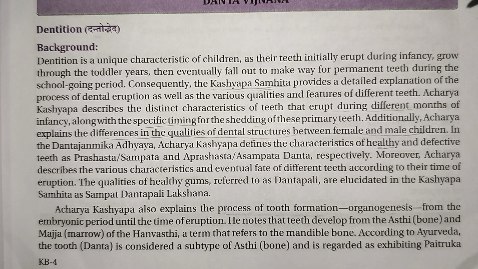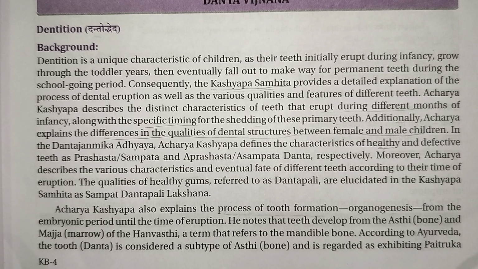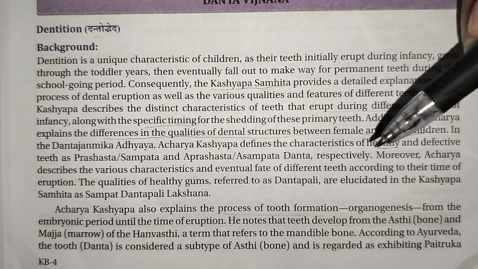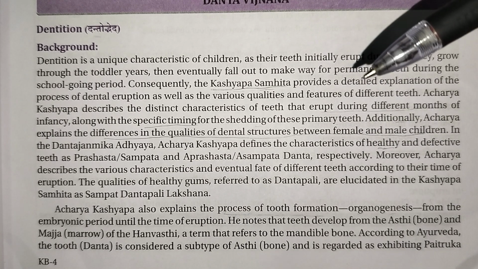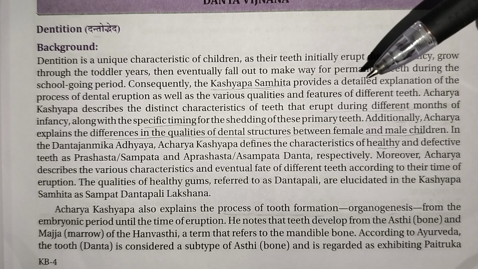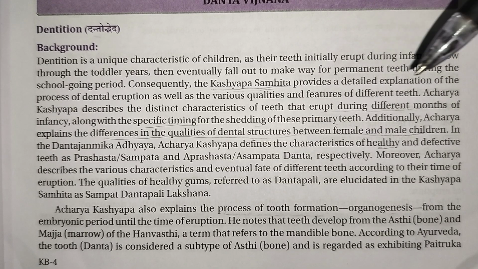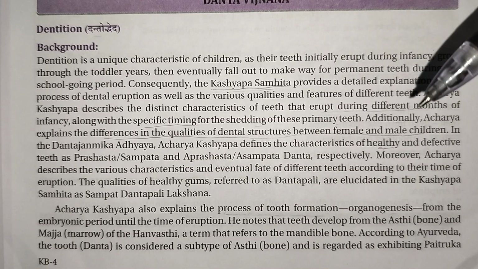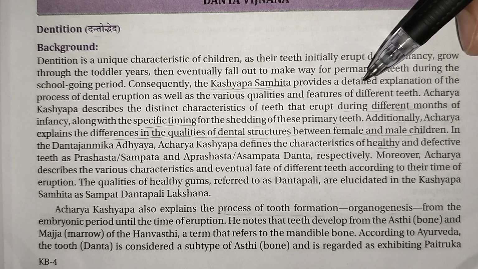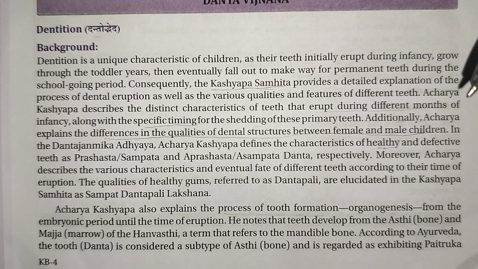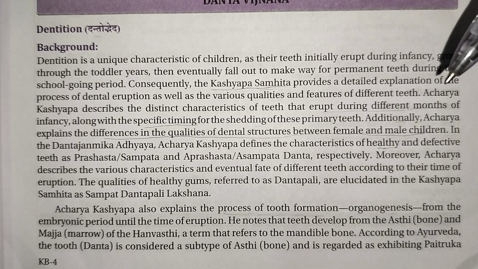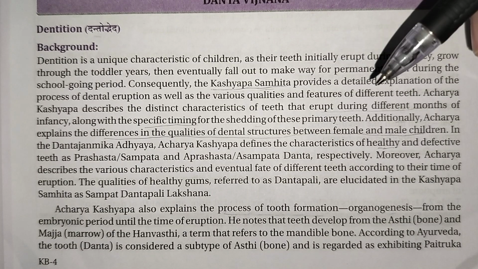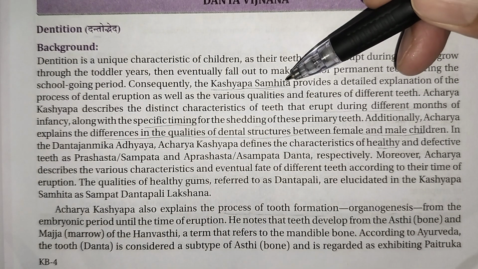What is dentition? If a child is born, in the first few months or few years, he gets the milk teeth, and after that he gets permanent teeth, right? So in easy words, according to Kashyap Samhita, they have given a proper and detailed explanation of the process of dental eruption, as well as the qualities and features of the different teeth, in Kashyap Samhita, right?